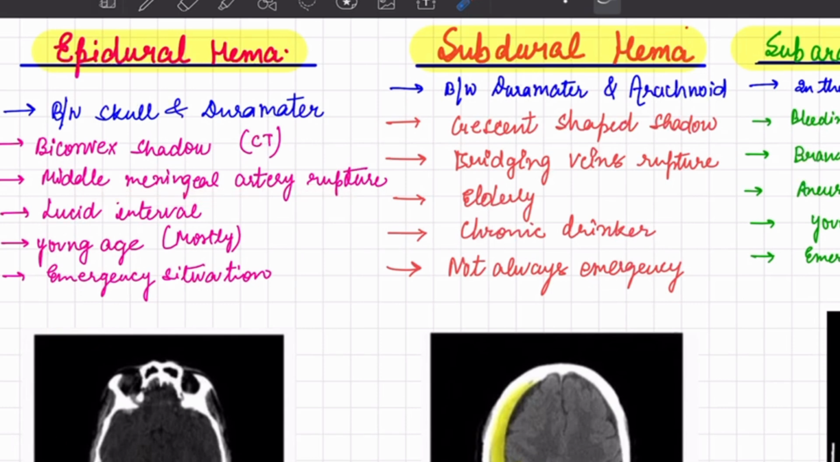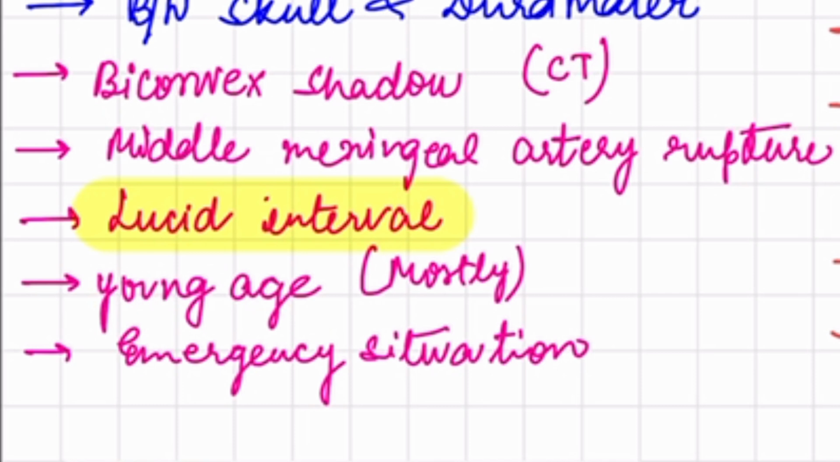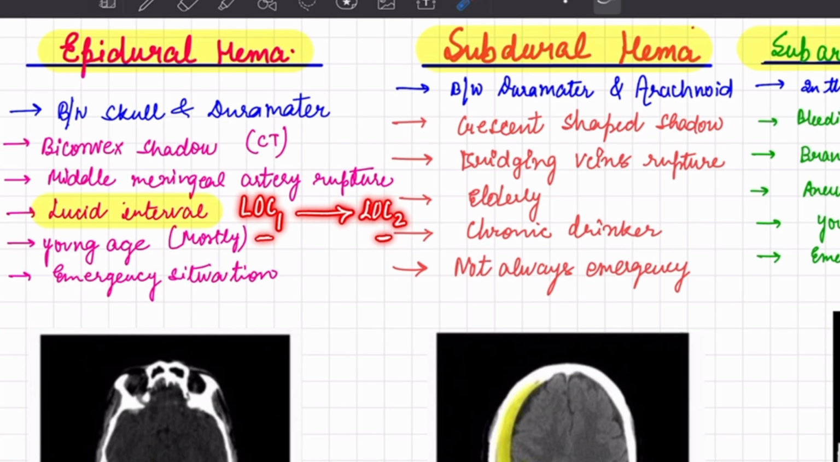Also, the most important thing to remember about this kind of hematoma is the lucid interval. This kind of hematoma is generally the result of an accident, mostly traffic accidents. So we have to remember the lucid interval, along with the period. What basically is the lucid interval is loss of consciousness 1 to loss of consciousness 2. Between these two losses of consciousness, we have a period which is known as the lucid period.